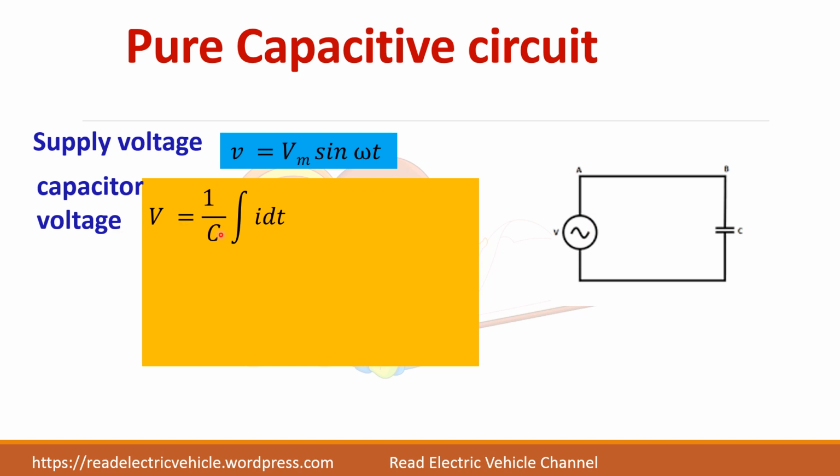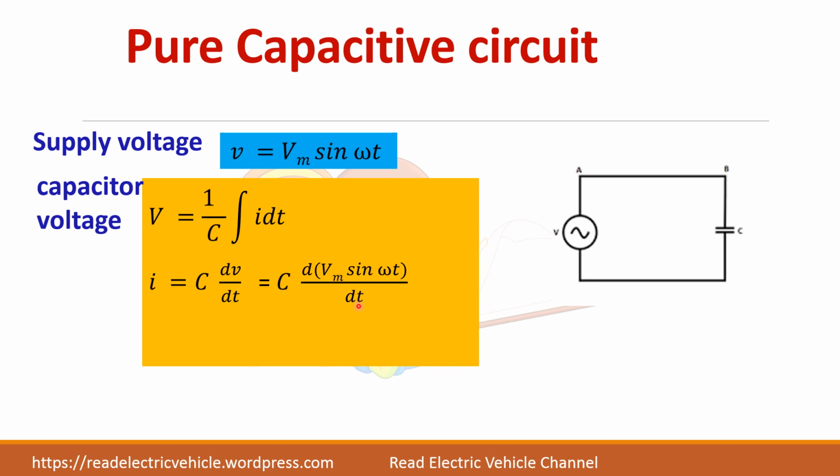So V equal to 1 by C integral of I dt. So from this let us find what is I. So differentiate this one. So you will get I is equal to C into dV by dt. So C into what is V? Vm sin omega t. So differentiation of sin omega t with respect to dt.